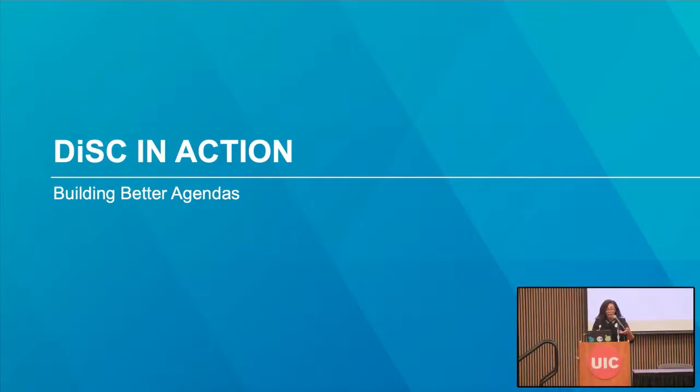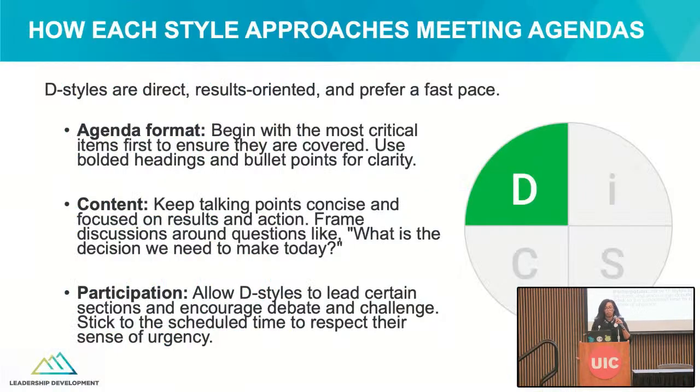Now we have to think about how we build better agendas. And the most important parts to building the better agendas when recognizing the D style is to remain direct and results oriented. So with the agenda format, consider beginning with the most critical items first. The action items that make a difference, the content, keep the talking points concise, and the participation, allowing them to lead certain sections of the meeting, that's important.